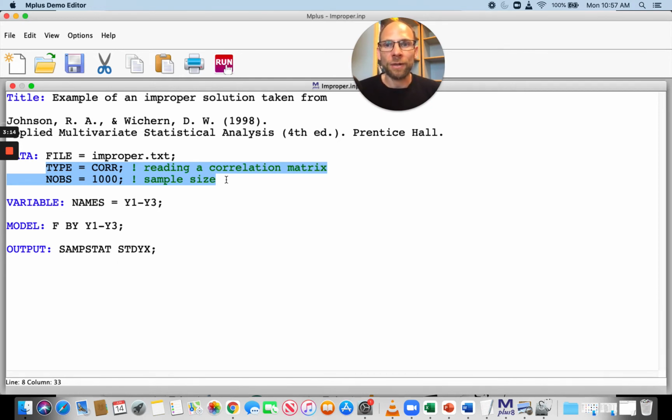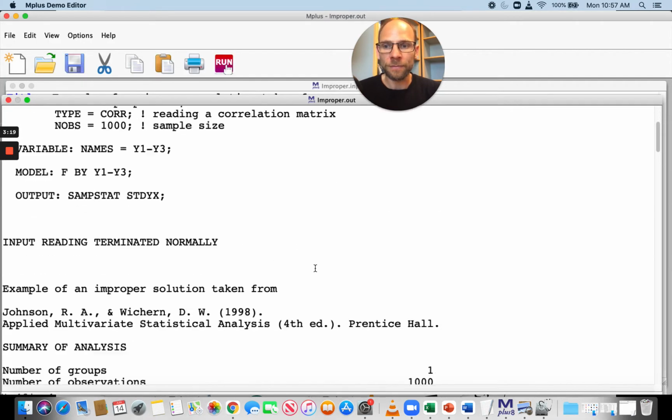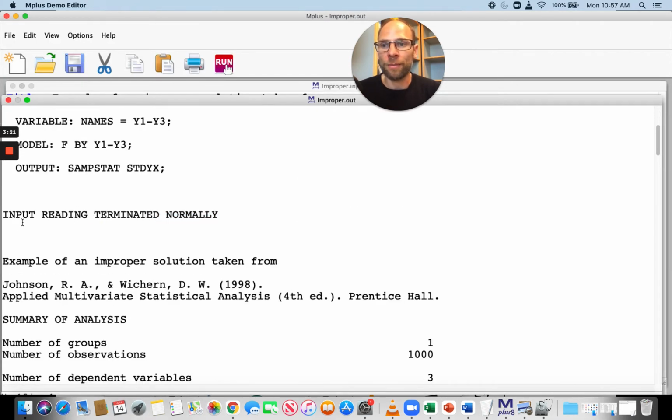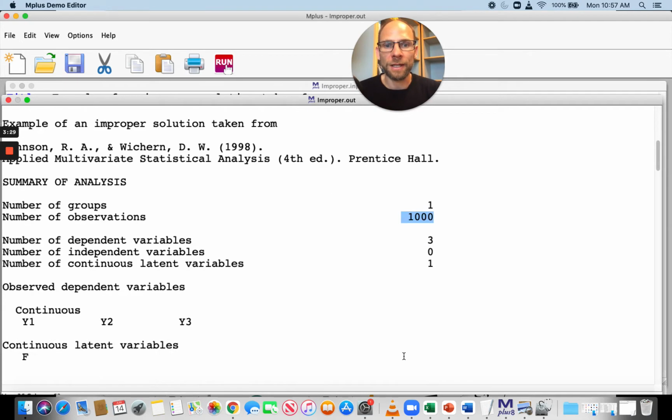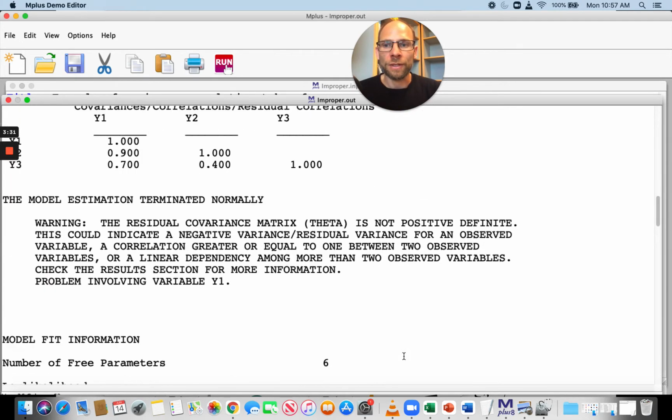Now let's take a look at the output for this one factor model. First thing we see: input reading terminated normally, so the syntax doesn't have any problems. We have 1,000 cases here, and when we scroll down we get the message that the model estimation terminated normally. So Mplus was able to generate parameter estimates and fit statistics.